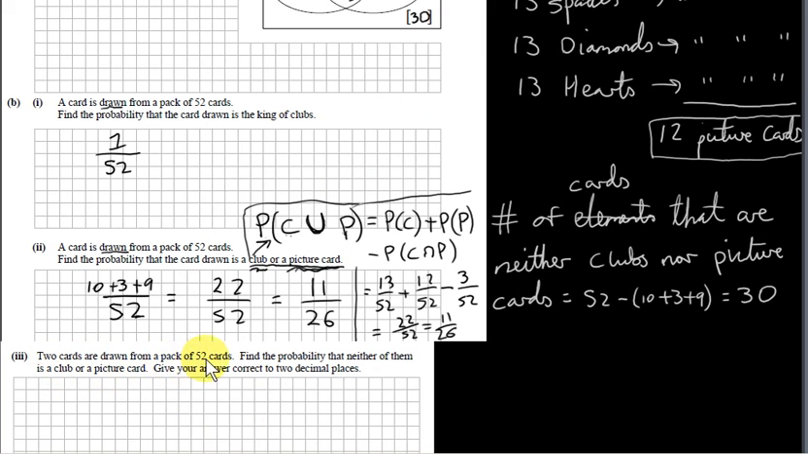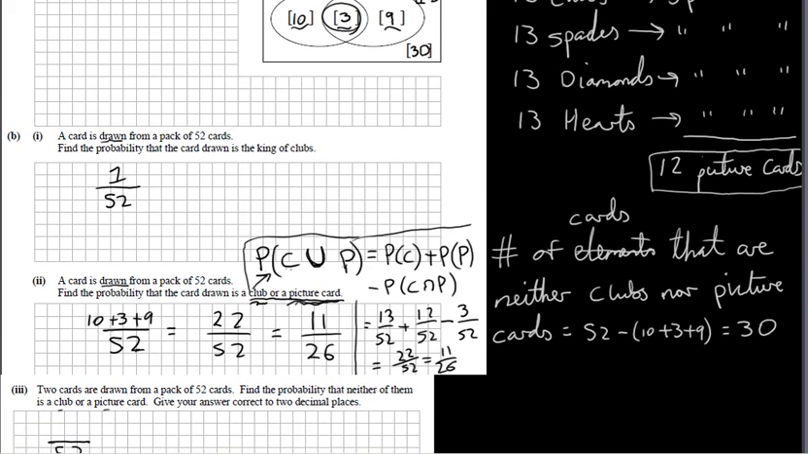2 cards are drawn from a pack of 52 cards. Find the probability that neither of them is a club or a picture card. Give your answer correct to 2 decimal places. Well, okay, let's consider the first draw. So in the first draw, we are drawing from 52 cards. And what we want to put on top of this fraction is the number of cards that are neither clubs nor picture cards. So we need to count up the number of cards that are neither clubs nor picture cards.